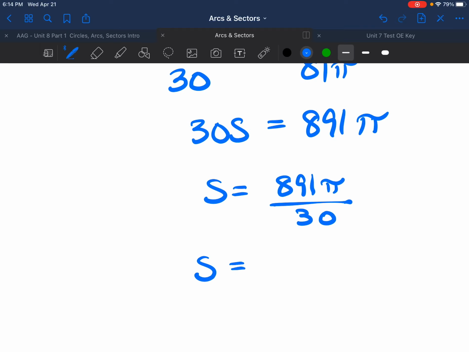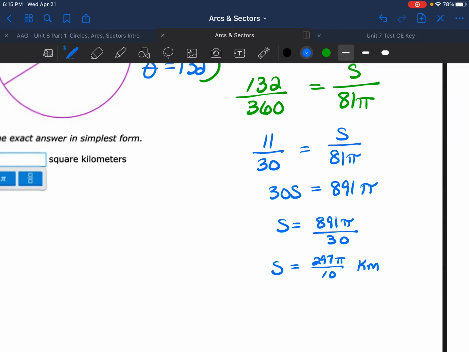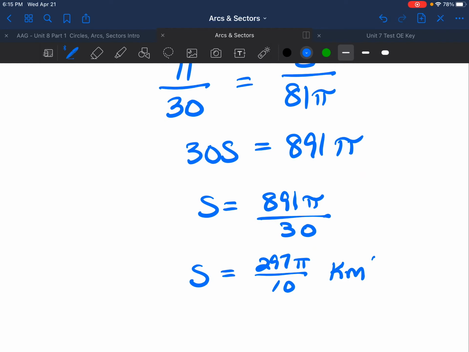So now I'm just going to take a guess. I think 30 is divisible by 3. I'm going to see if 891 is divisible by 3. It actually is, right? I get 297 pi over 10. Let's see, can I divide them by anything else? Well, I can't divide them both by 2. That's not going to work. And I can't divide them both by 5, nor by 10. So, ladies and gentlemen, our answer here, was this in kilometers? Yes. Our answer is going to be, believe it or not, 297 pi over 10.